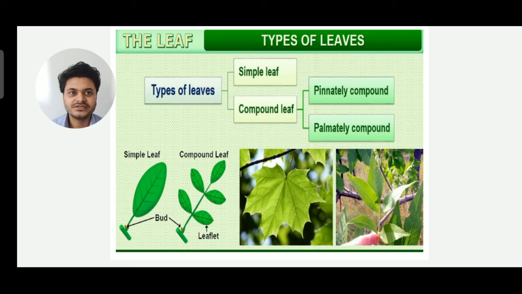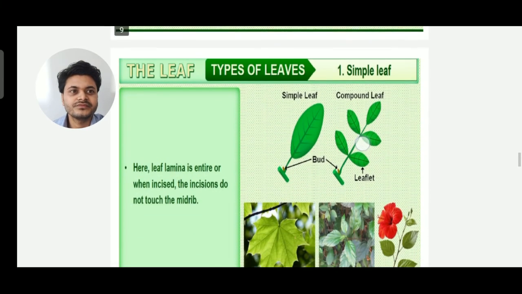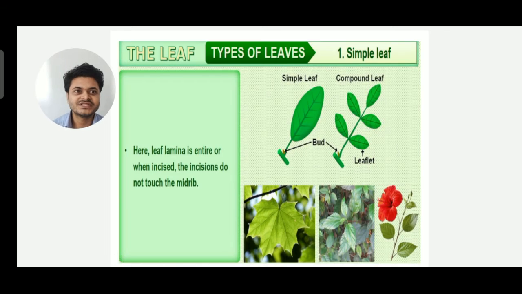So we'll see this. You can see the figure, on the left-hand side a simple leaf, and on the right-hand side a compound leaf. The diagram is given. Now first we'll talk about the simple leaf. Here the leaf lamina is entire, or when incised, the incisions do not touch the midrib. You can see the simple leaf and compound leaf.